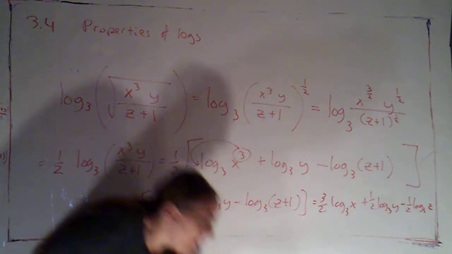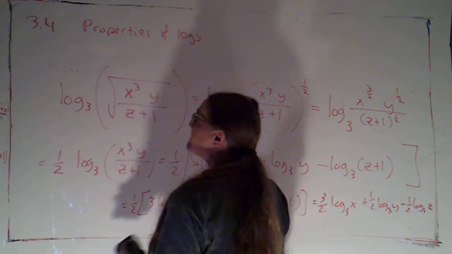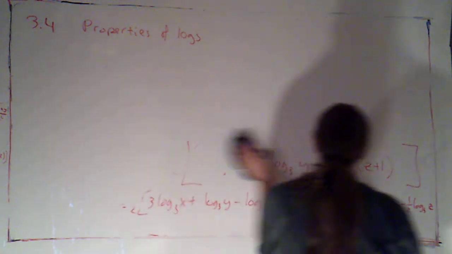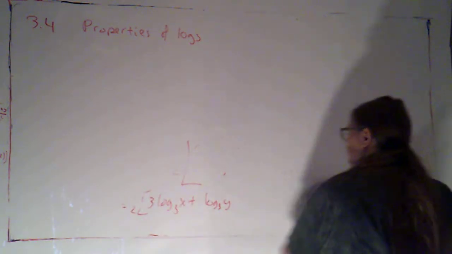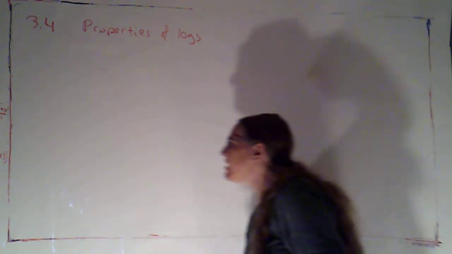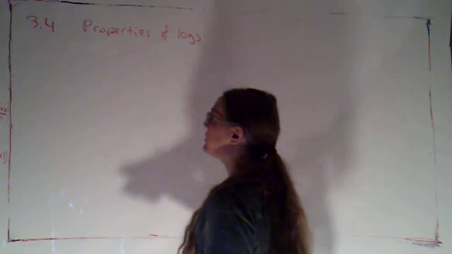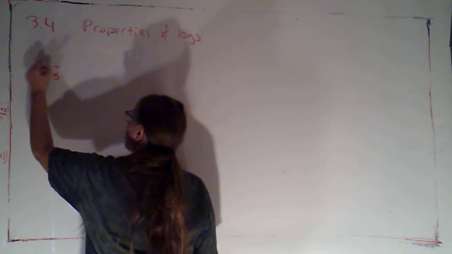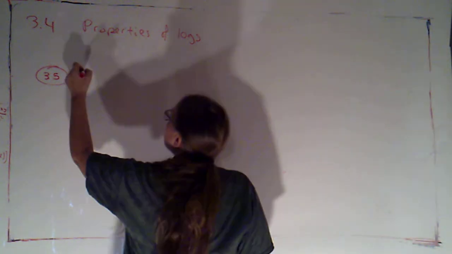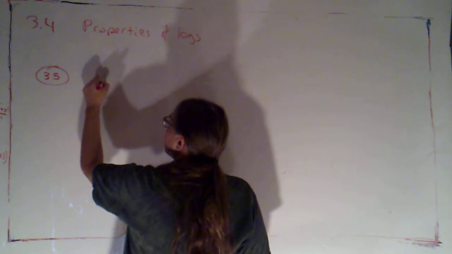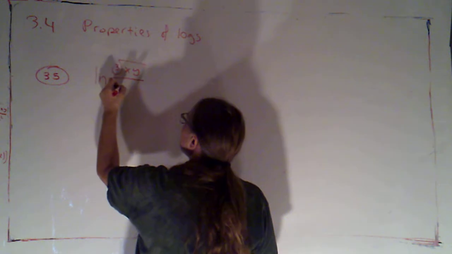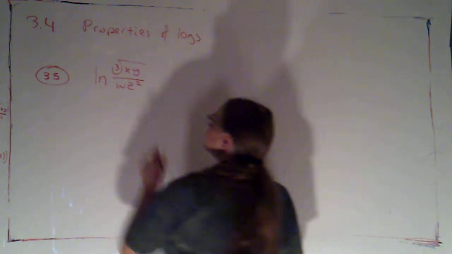Okay. All right, so I'm going to have you practice one of these, writing things in expanded form, and then we'll start trying to go in the opposite direction and write things as a single log with coefficient 1. So I want you to try writing in expanded form. This is one from the homework. It's 35, so you're getting a jump start on the homework here. Write in expanded form the natural log of the cube root of xy over w z squared.